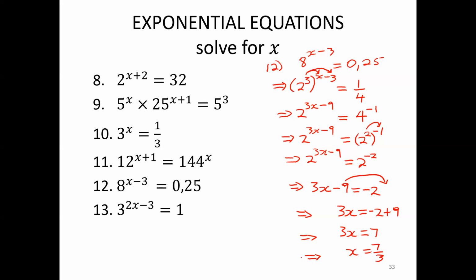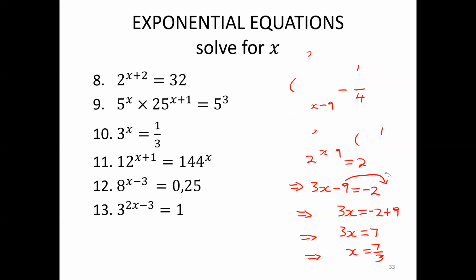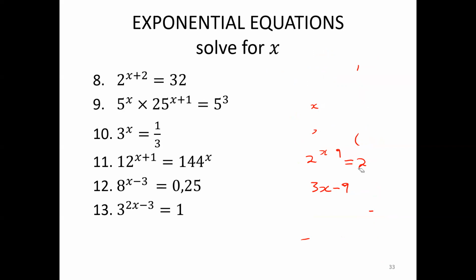Let us do number 13. So number 13, we have 3 to the exponent of 2x minus 3 is equal to 1. Remember, the aim is to make sure we have the same bases on both sides. So we need to change that 1 to a base of 3. What will it be? Obviously, it needs to have a base of 3, but what will be the exponent of this 3?